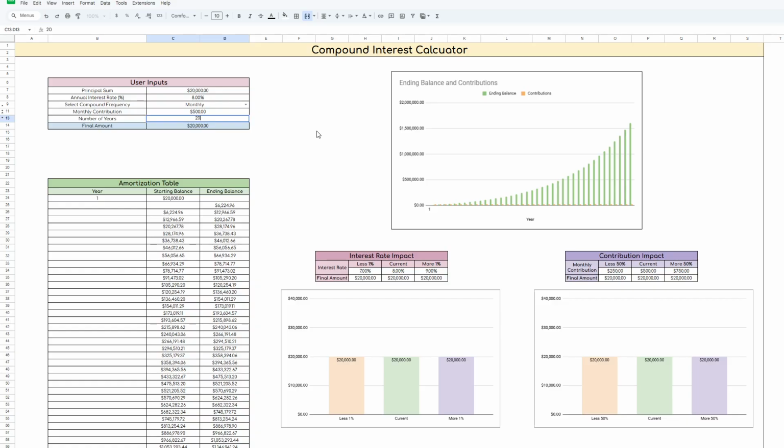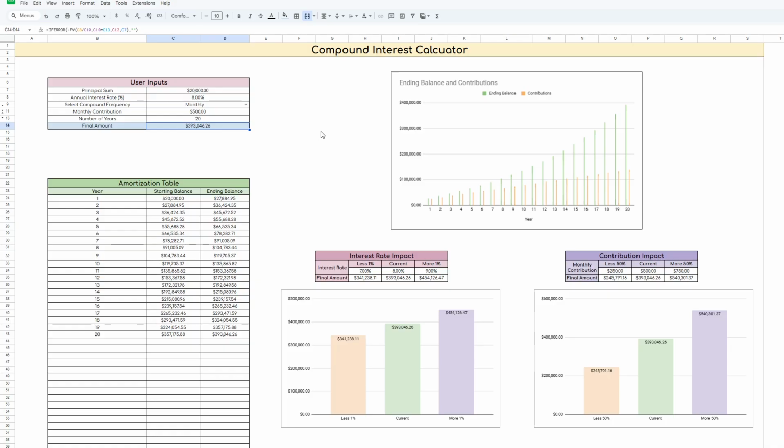And then we can select the number of years. So for this example, I'm going to select 20 years. So when I select this, we can see that our amortization table on the left side here ends at 20 years. We have our graph showing our contributions over time.